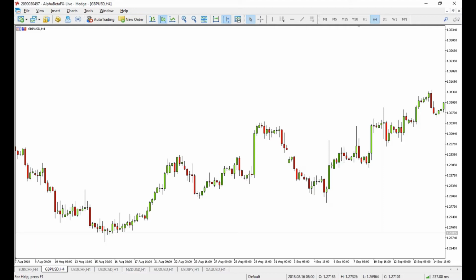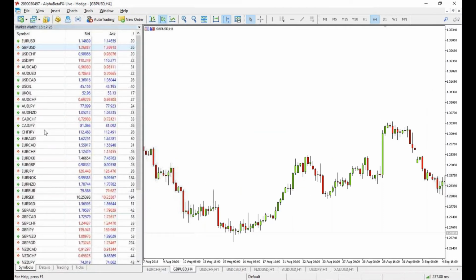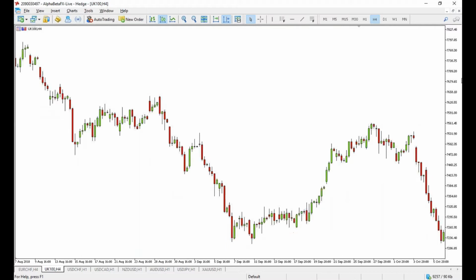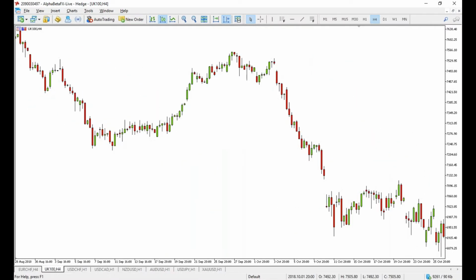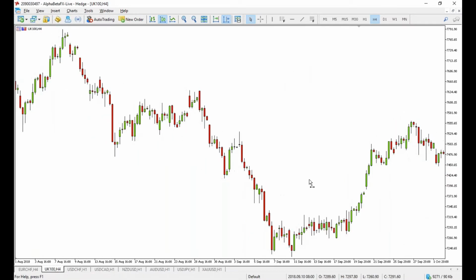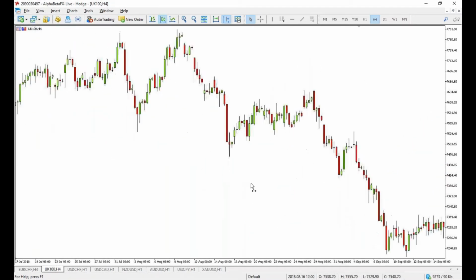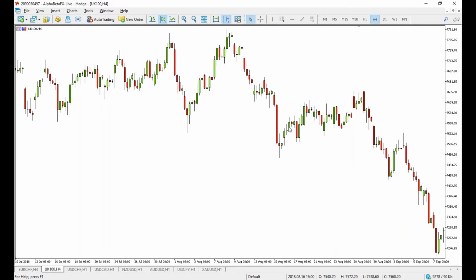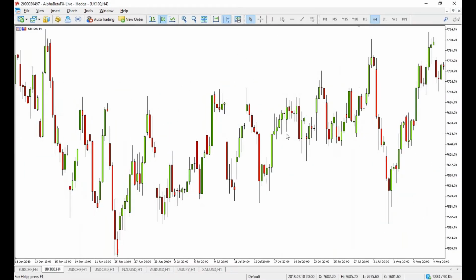Now for understanding this, let's find some stocks. We'll take the UK 100 index, because there will be lots of gaps. This can be a good example, no, it cannot. Let's find a classical example. Yes, so it should be, no, exactly not. Here we find it.